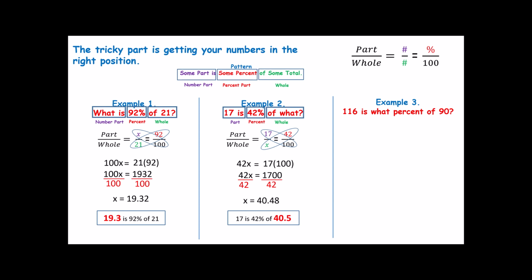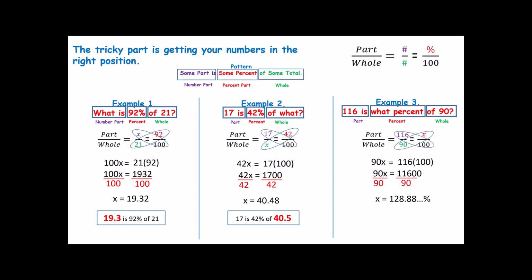One last problem. 116 is what percent of 90? Again, you've paused the video and tried this on your own. 116 is, that's your part. What percent, your percent is unknown, of 90 is your whole. So when I plug this in, 116 is my part, my percent is unknown, 90 is my whole. Notice when I cross multiply and solve this one, I get a solution of 128.8 repeating percent.